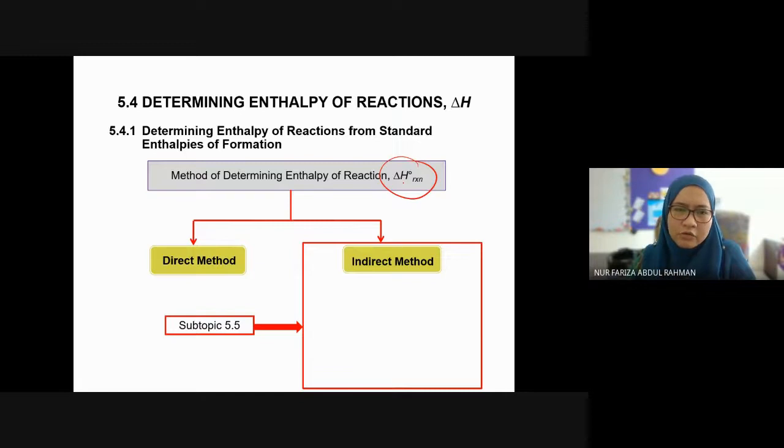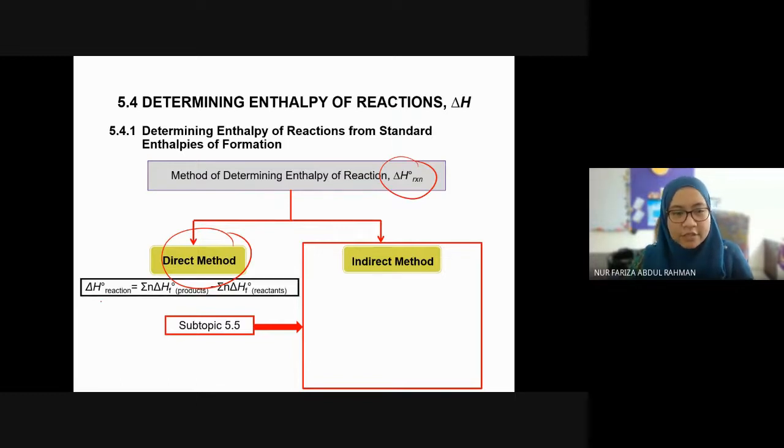Okay, so how do we solve this? How do we determine the delta H of reaction if we cannot perform this reaction in the lab? So what are our options? There is a way. We can use the direct method, and we have another method known as the indirect method.